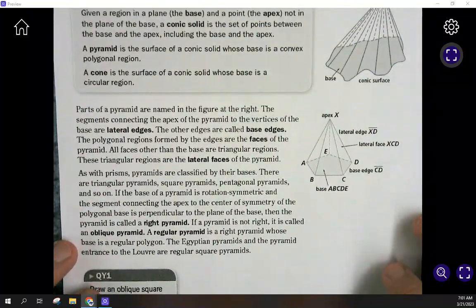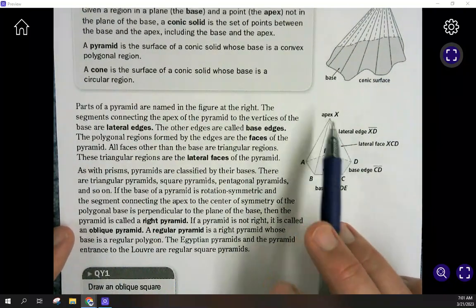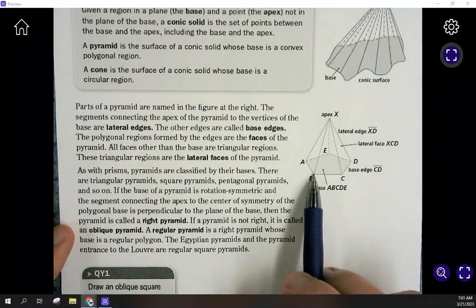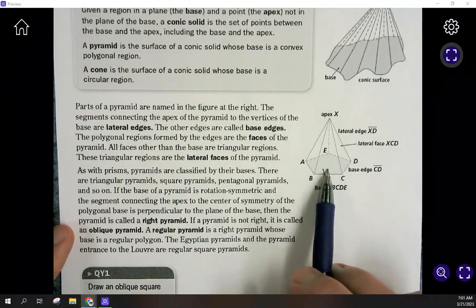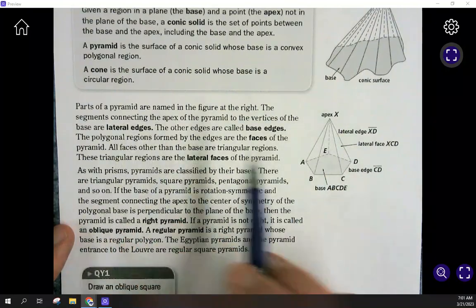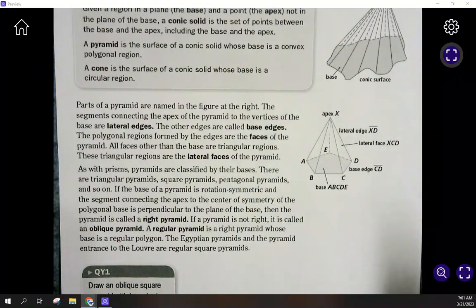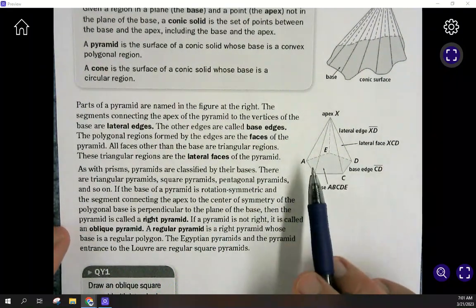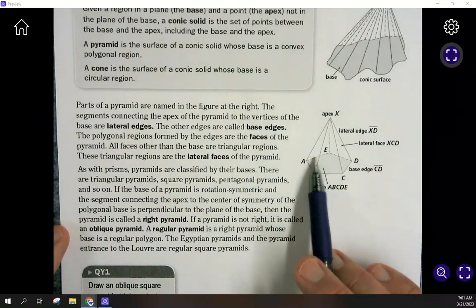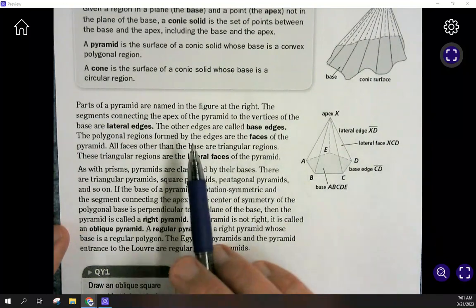All right, so the parts of the pyramid that are named at the figure at the right. So of course we've got the apex at the top. All of the lines that go from the vertices of whatever polygon is at the bottom up to the apex, those are going to be called our lateral edges. So we've talked about lateral faces of our prisms. This is the same idea, even though we're not going base to base, we're going base to apex. So these are going to be our lateral faces, the actual triangles that are formed here.